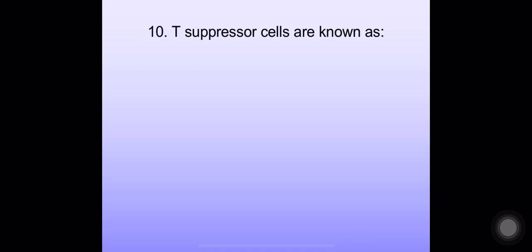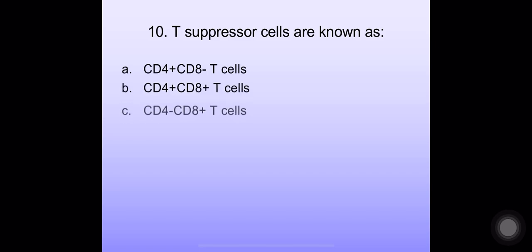T suppressor cells are known as CD4 plus CD8 minus T cells, CD4 plus CD8 plus T cells, CD4 minus CD8 plus T cells, and CD4 minus CD8 minus T cells. T suppressor cells are CD4 T cells. So the correct option here is A, CD4 plus CD8 minus T cells.